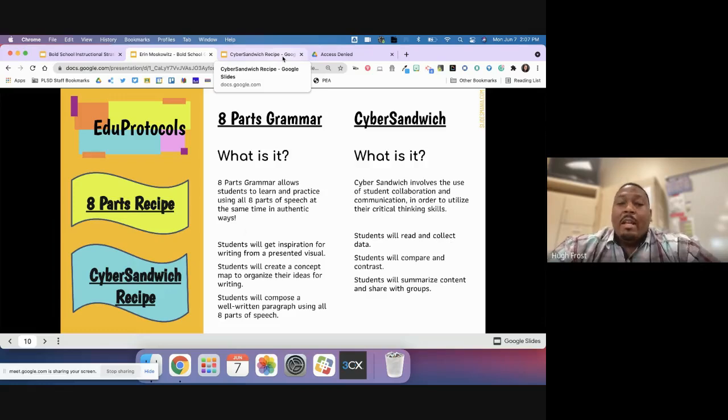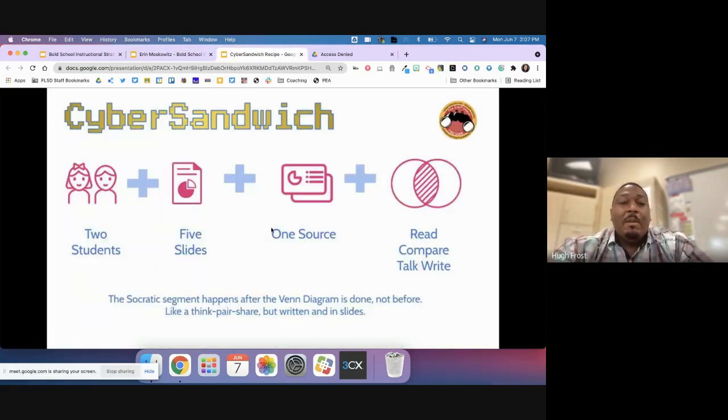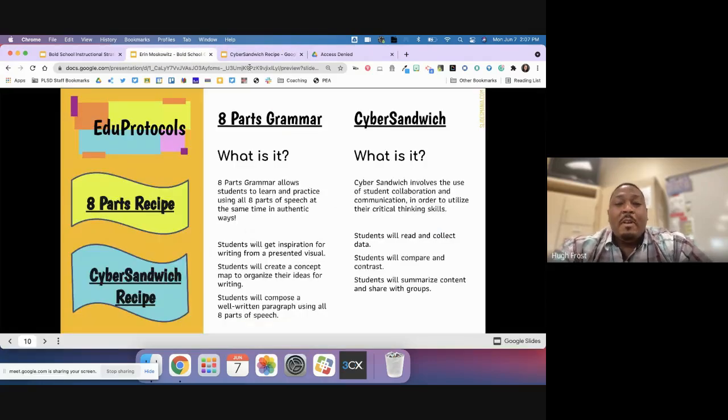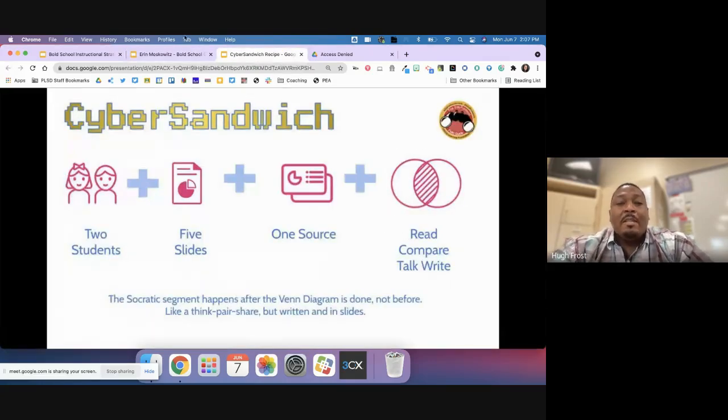Students will read and collect data, students will compare and contrast, and students will summarize content and share it in groups, therefore putting it into that sandwich that takes place. Okay, and that's good visual representation right there showing the cyber sandwich.